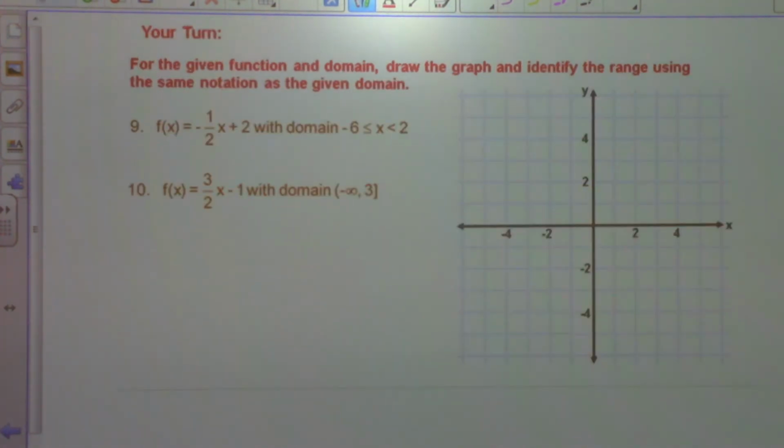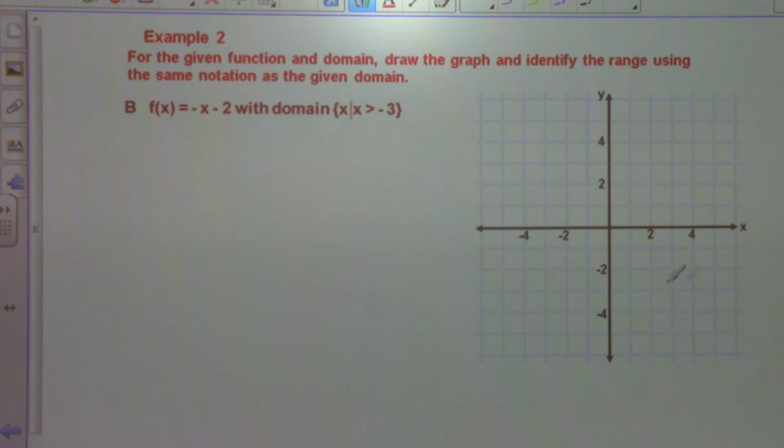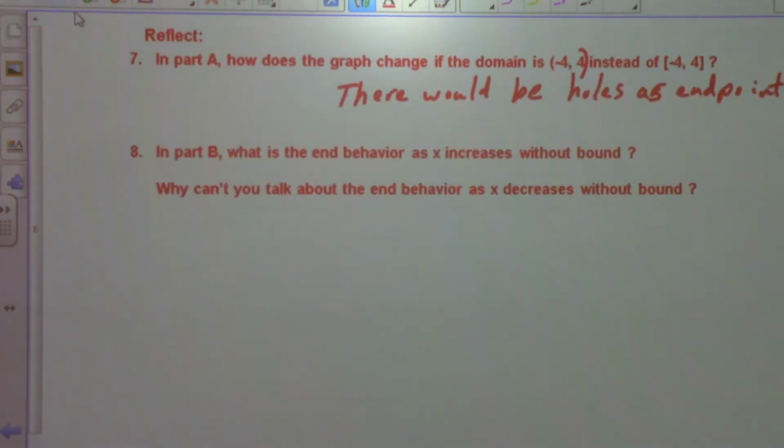Okay, I erased it, but what is our behavior as x increases without bound? Remember, we're going down this way. So it would be as x approaches infinity, f of x approaches negative infinity. So that would be that one, okay?